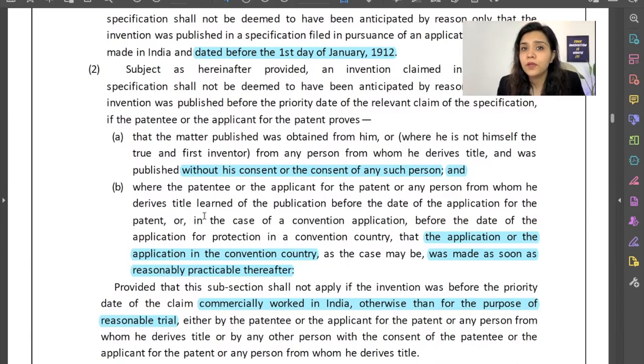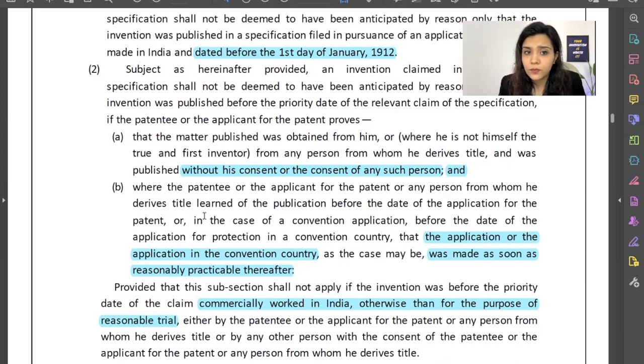Because if it is published before the date of filing of your patent application, then your application would be considered as anticipated. And we don't want that. We want your application to be novel. Then only will you get a patent on it. But this has one exception, which we are going to study, and it is in subclause 2. So subclause 2 is extremely important.